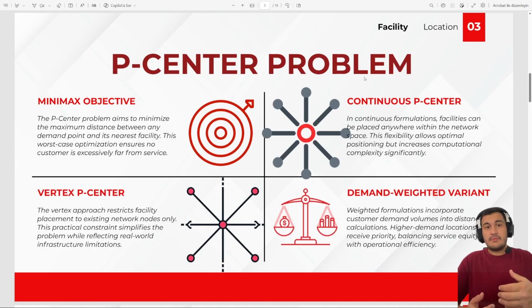Finally, we have the demand-weighted variant. Here we incorporate customer demand volumes into our distance calculations. Locations with higher demand get priority, which helps balance fairness with operational efficiency. Now we are going to look at the absolute one center and absolute two center algorithms.